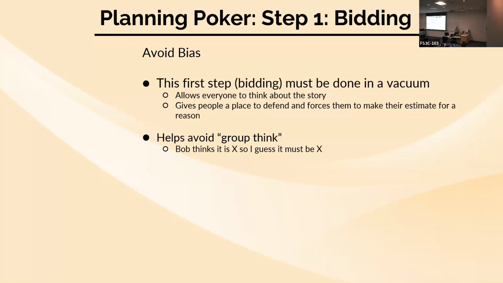Bob can be wrong, right? It can easily be a scenario where there might be a piece of information that Bob does not have. And by forcing everyone to make their own bids in secret first and put them down on the table face down, it can bring some of that conversation up.